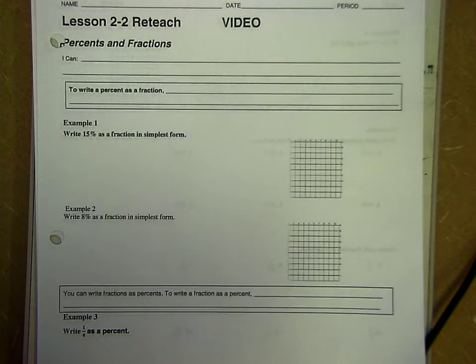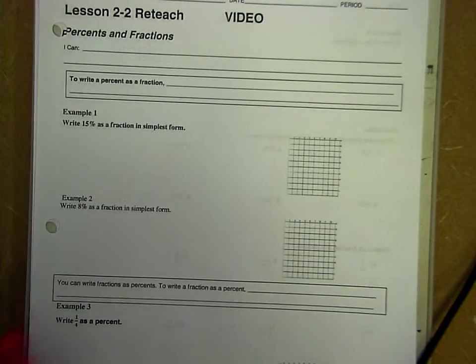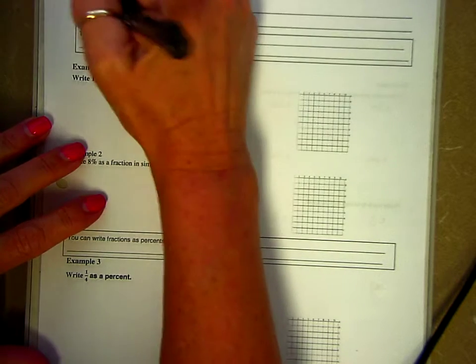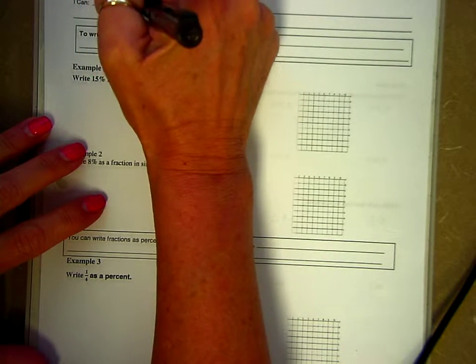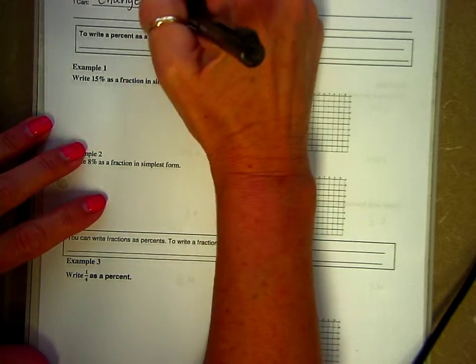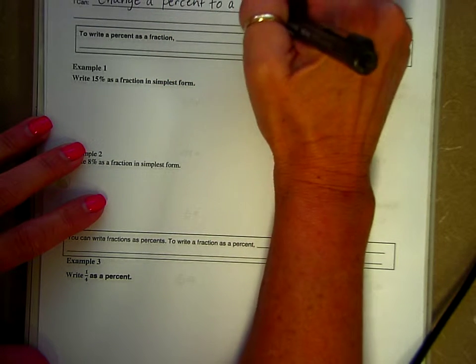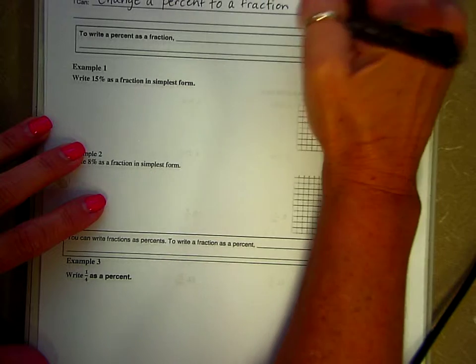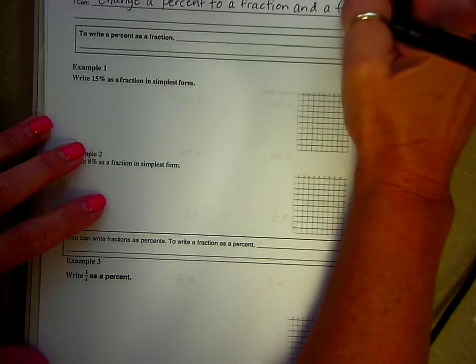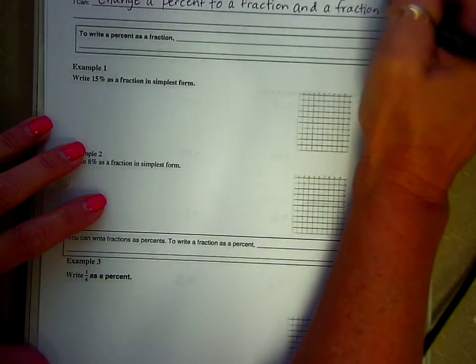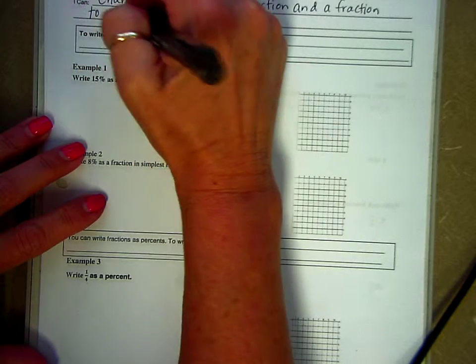Okay, young scholars, we are going to look at Chapter 2, Section 2, Percents and Fractions. Our I can statement is I can change a percent to a fraction and a fraction to a percent.